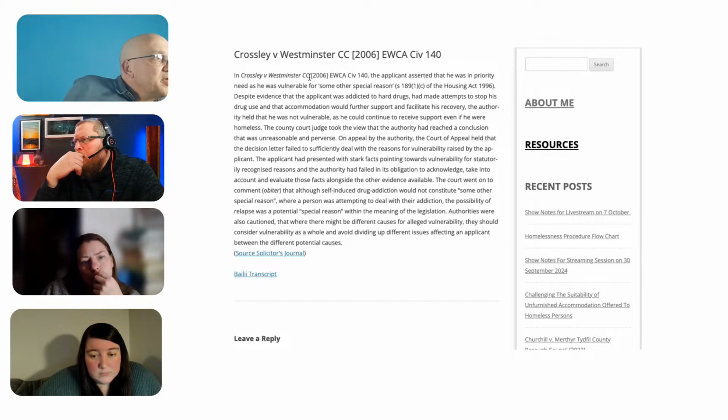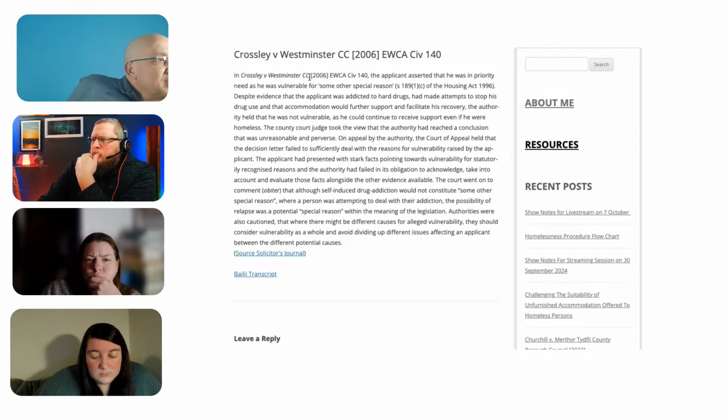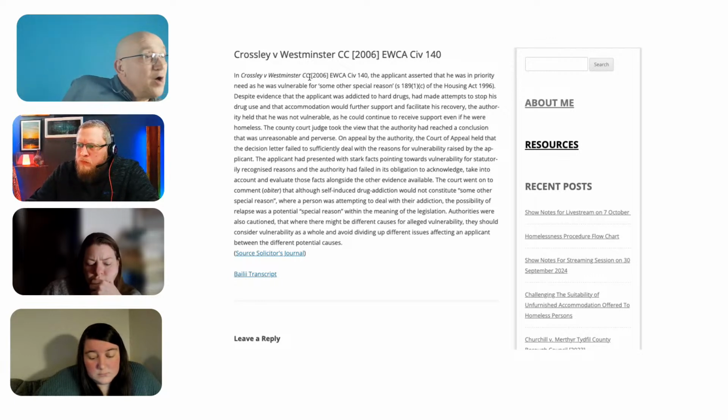The court went on to comment that although self-induced drug addiction would not constitute some other special reason, where a person was attempting to deal with their addiction, the possibility of relapse was a potential other special reason within the meaning of the legislation. Authorities were cautioned that there might be different causes for alleged vulnerability. They should consider vulnerability as a whole to avoid dividing up different issues affecting the applicant between the different potential causes. Oh, that's really good.